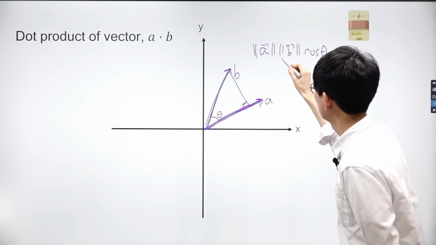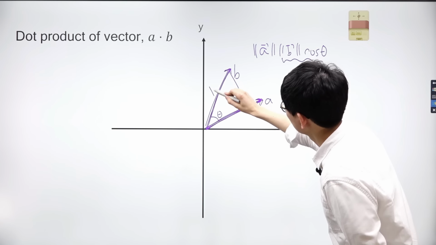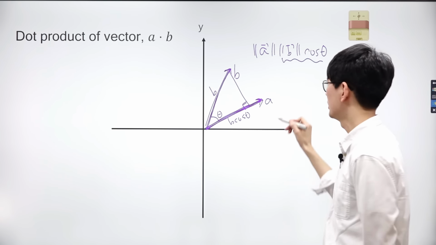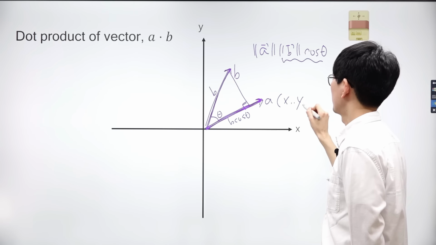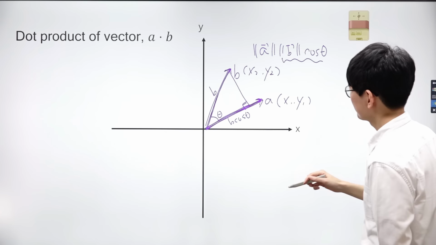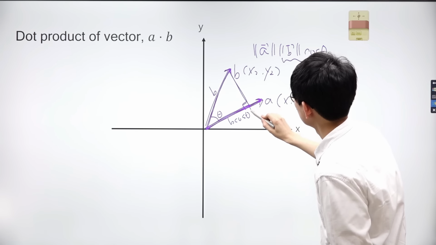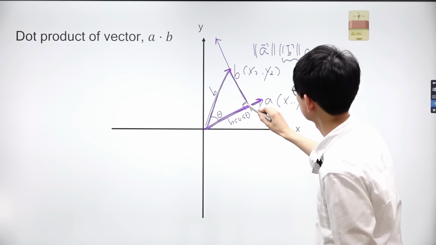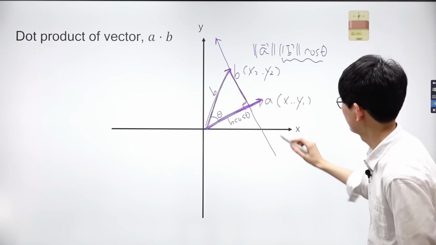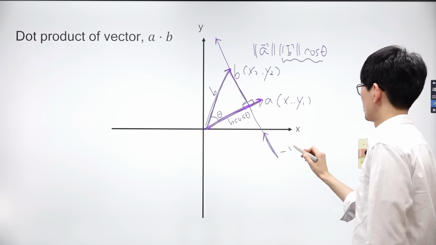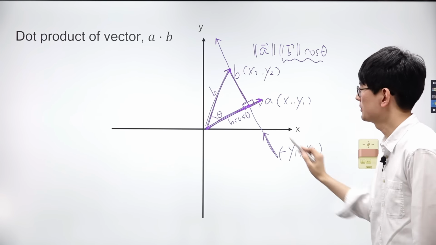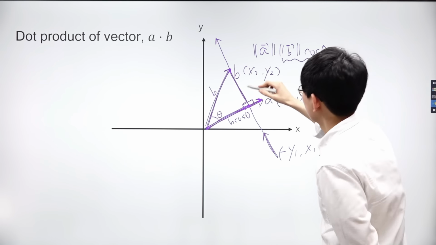The length of the adjacent side of the right-angle triangle represents the product of the length of vector B and cosine theta. This product represents how much a person on vector A can observe vector B. If the coordinates of vector A are x1, y1, and the coordinates of vector B are x2, y2, then we can define a vector with a direction of this perpendicular line as negative y1 and x1. However, when conducting a dot product, we disregard this perpendicular line and only consider a line parallel to vector A.